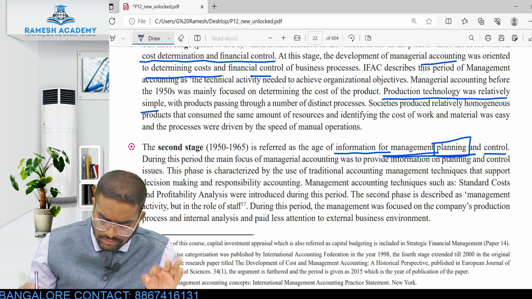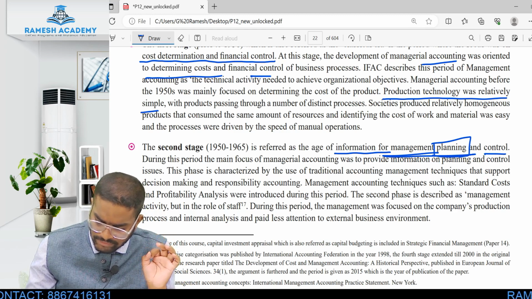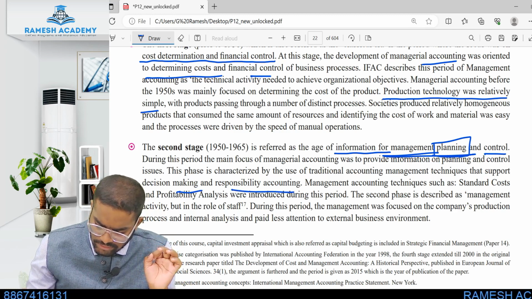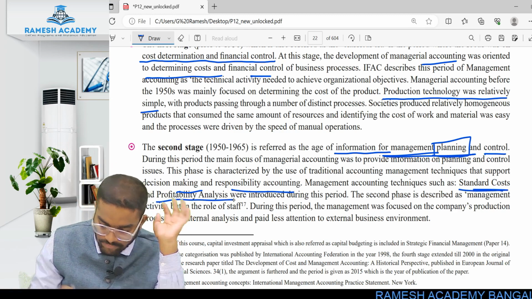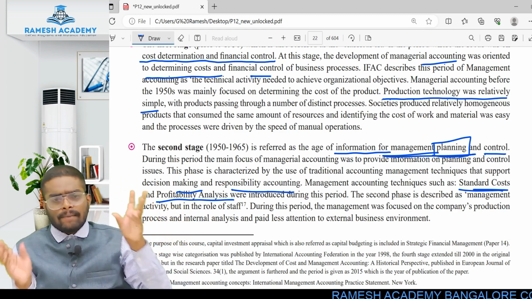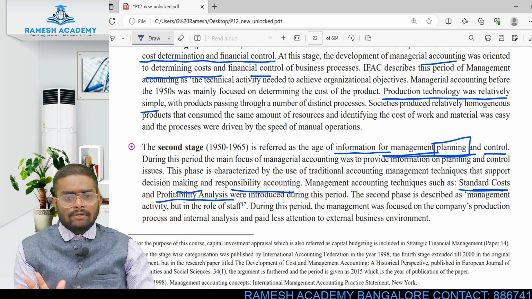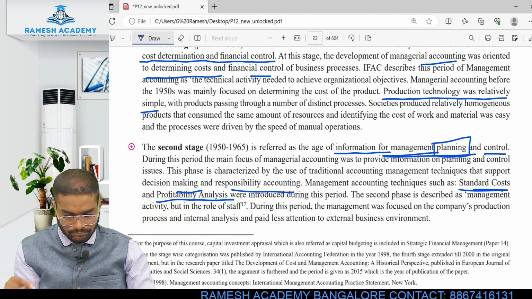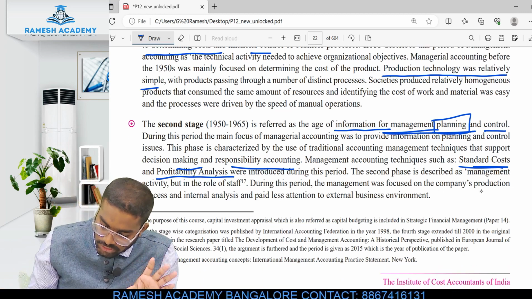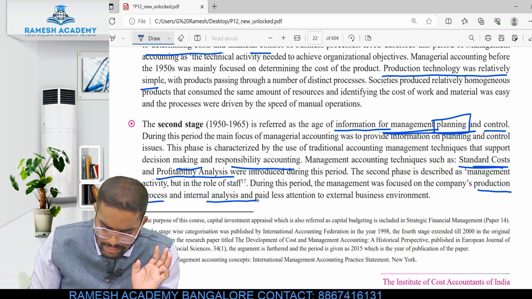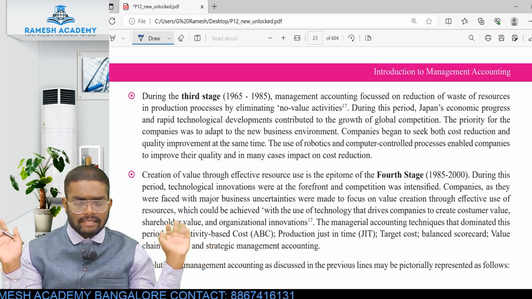So this phase was categorized by use of traditional accounting management technique that support decision making and responsibility accounting. In this, we introduce the concepts like standard costing and profitability analysis. So standard cost is nothing but comparing the standard with the actual cost. That's it. That is all about standard costing. So in this, management was focused on production process and internal analysis and paid less attention to external environment. They were not concerned with external environment.